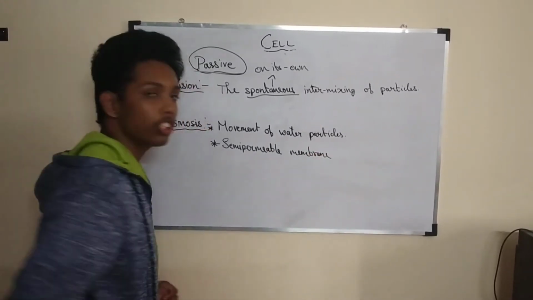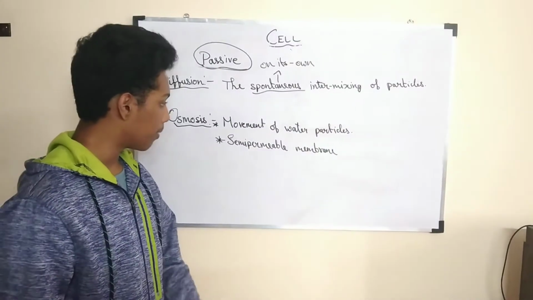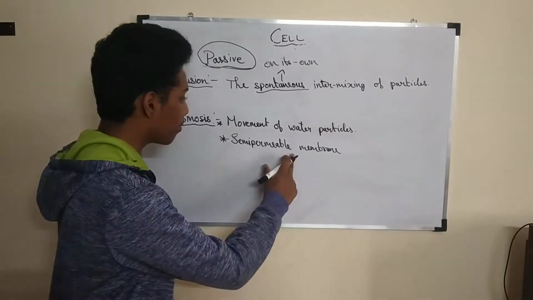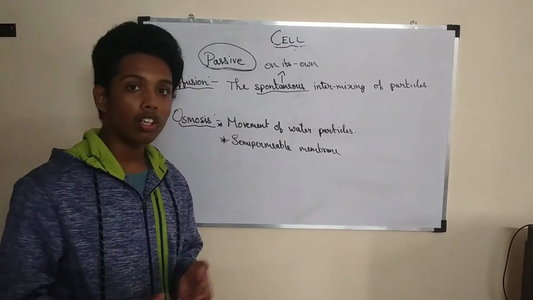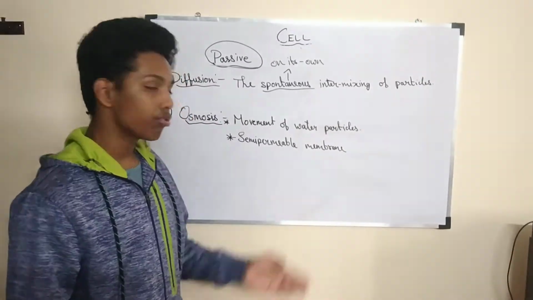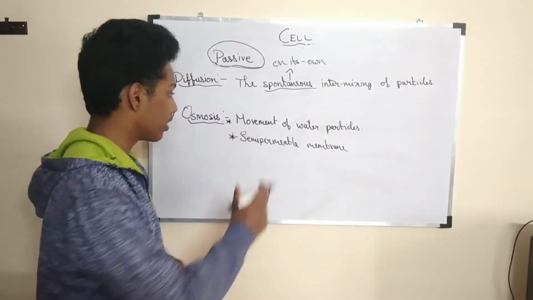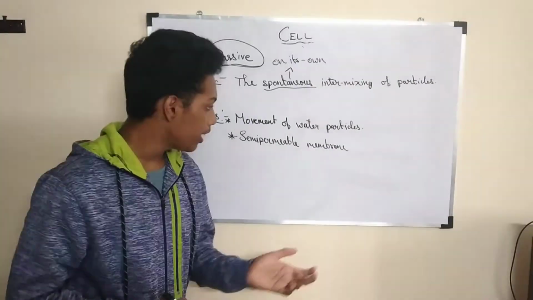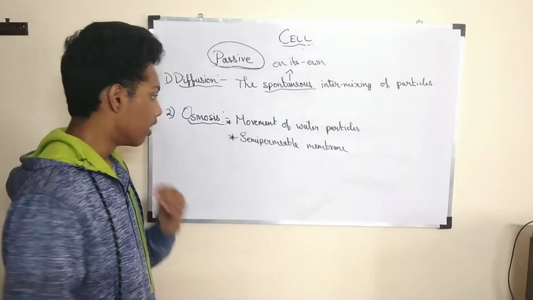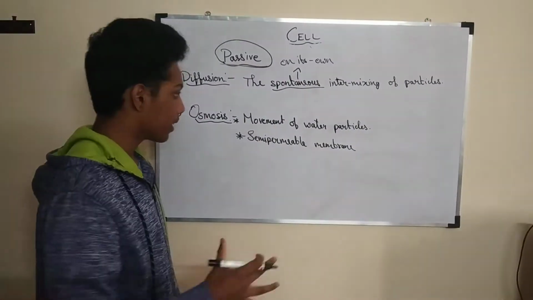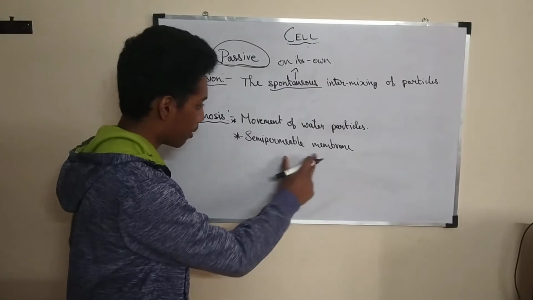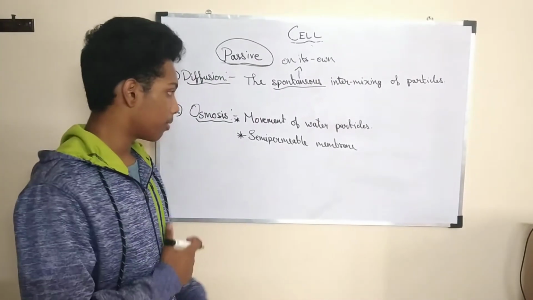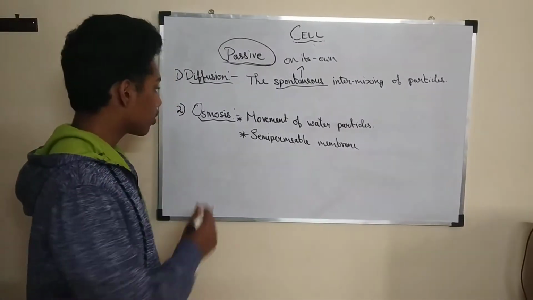While discussing the cell chapter, I've already told you what a semi-permeable membrane is. Let me explain once again. A semi-permeable membrane does not allow all things. It allows only selected particles. But a freely permeable membrane allows anything. Osmosis occurs only with a semi-permeable membrane, so the movement of water particles must go through one. Okay? So this is osmosis.